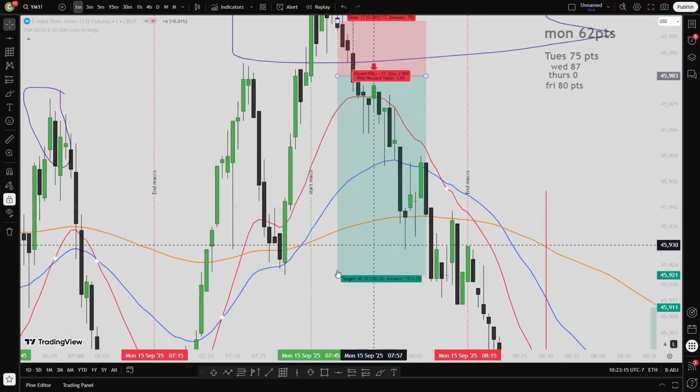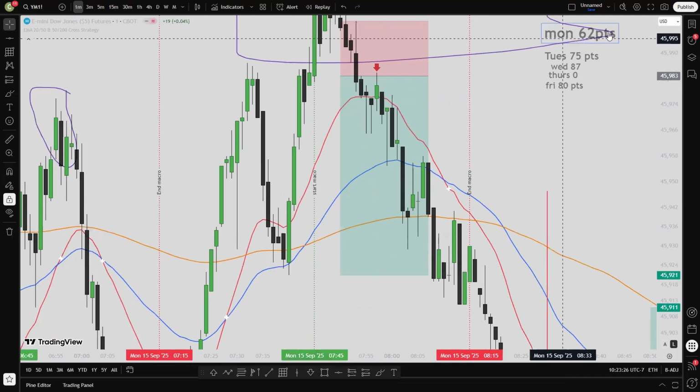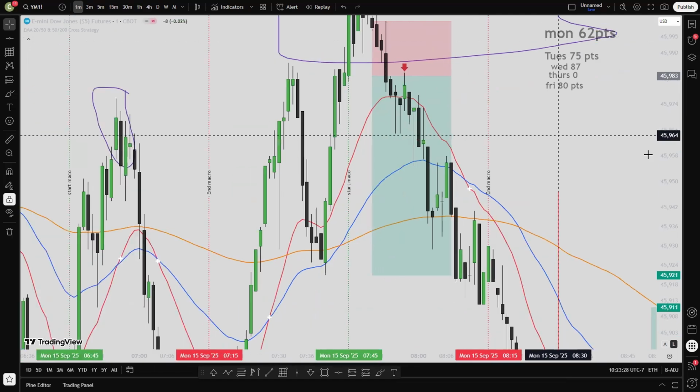So 1 to 3 is down here, 62 points roughly. Here's the low right here, the first low that gives you a 1 to 3. We're in 1 to 3 season for YM. Recorded it Monday up here, 62 points.